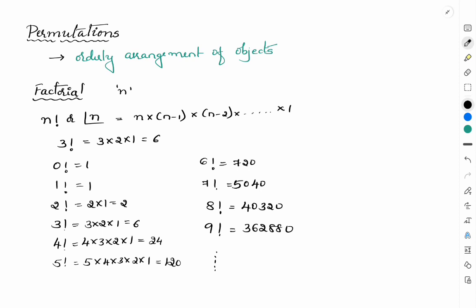You can try to remember it up to 9 factorial or 10 factorial. That will help you to easily simplify the given problem. So just now we have discussed that permutation is the orderly arrangement of objects, and we understood what is factorial representation and how we can write the factorial of different numbers. You should remember here that 0 factorial is equal to 1, and also 1 factorial is 1. Now let me list the different formulas related to permutation.